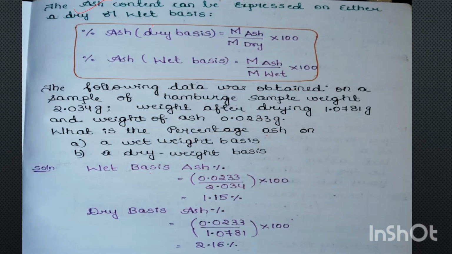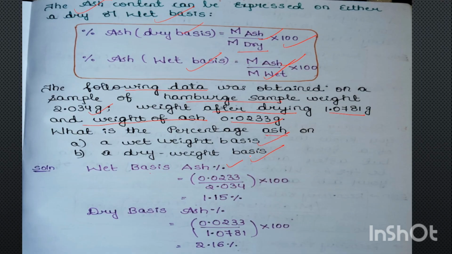The ash content can be expressed on either a dry or wet basis. The percentage ash on dry basis is equal to weight of the ash divided by weight of the dry sample, times 100. Percentage ash on wet basis is equal to weight of the ash divided by weight of the wet sample, times 100. The following data was obtained on a sample of hamburger. The sample weighs 2.034 grams. Weight after drying is 1.0781 grams and weight of the ash is 0.0233 grams. What is the percentage of ash on wet basis and dry basis?